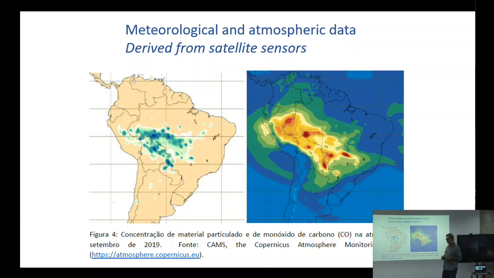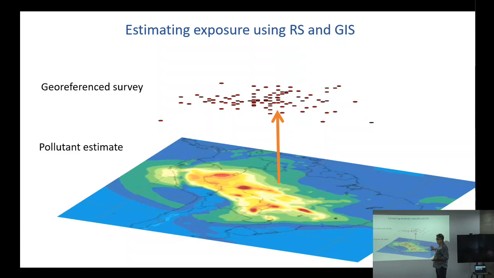For instance, we have studied the effect of the recent forest fires in the Amazon. This is an estimate of particulate matter, and this one is for carbon monoxide for the whole continent, including Ecuador, which is a little bit protected because of the Andes. It's not simple to make this kind of estimate of atmospheric pollution, but we can estimate the exposure of people from this kind of image and model, and integrate this new variable into our epidemiological studies.